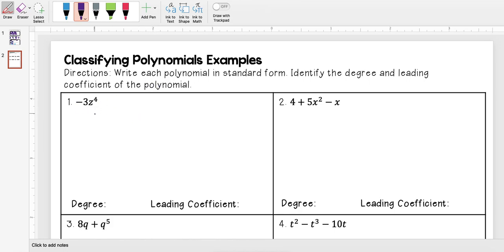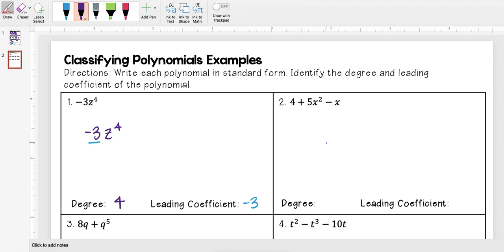So looking at this, I want to put this in standard form. Well, there's only one term, so there's nothing to move around. So this is already in standard form. Now I want to determine the degree and leading coefficient. This only has one variable with it, so my degree here is just going to be this exponent of 4. And then my leading coefficient, again, that just means the number that's out in front. So that's going to be -3.